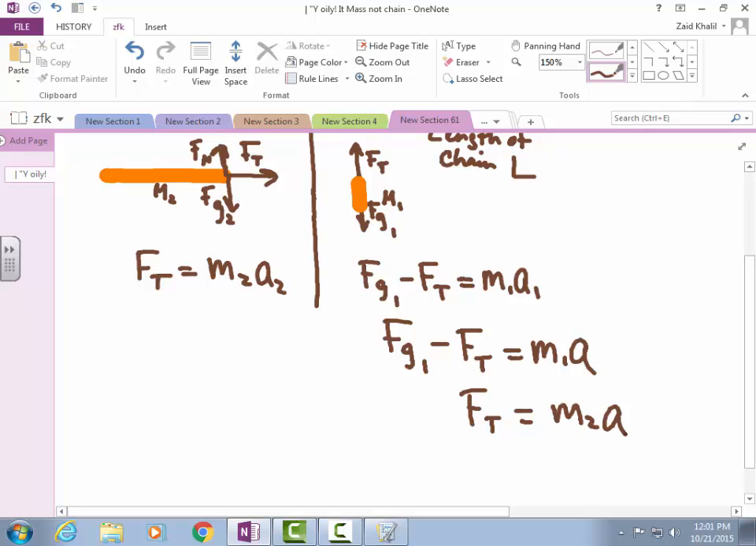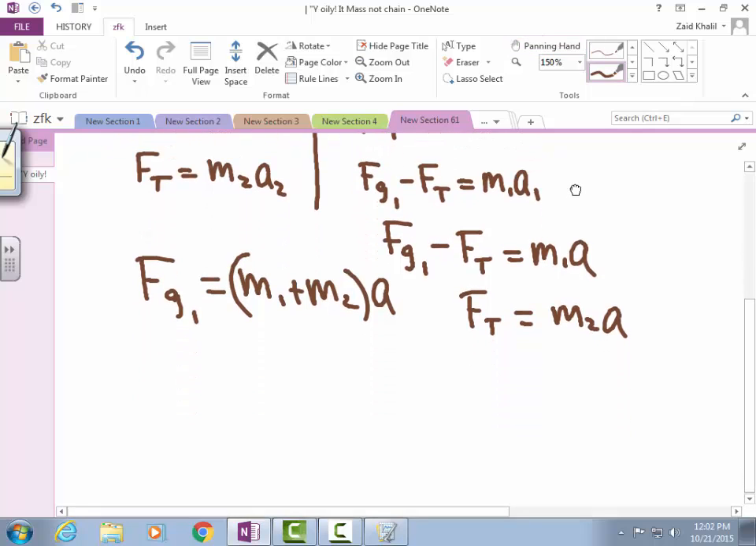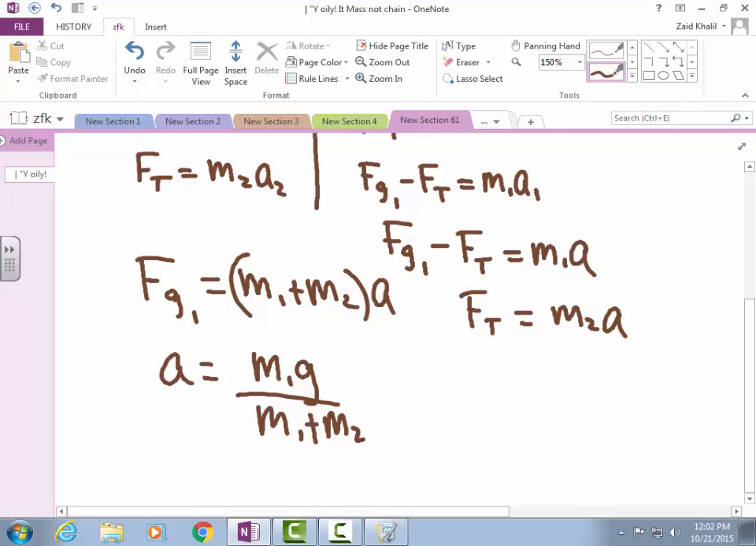So what do we do? Add them. What do you get? You get A is equal to? What's Fg1? M1G over. Does that surprise you? No. But let me ask you a question. Are we done for the acceleration? Why? It's not constant.